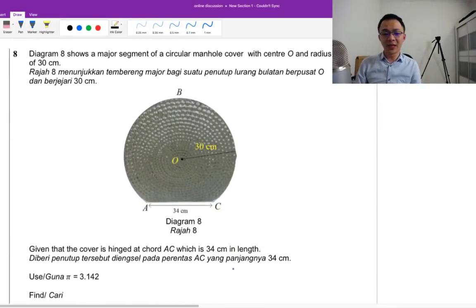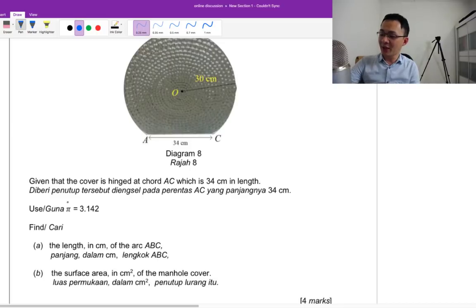Okay, the diagram shows a major segment of the circular manhole cover with center O and radius 30 centimeter. You can easily see it from the diagram. So given that the cover is kinked at the cross AC and is 34 centimeter. Alright, so yeah, the question says pi, basically you need to use this value. So later for pi I will use this value. Okay, find the length of the arc AC.